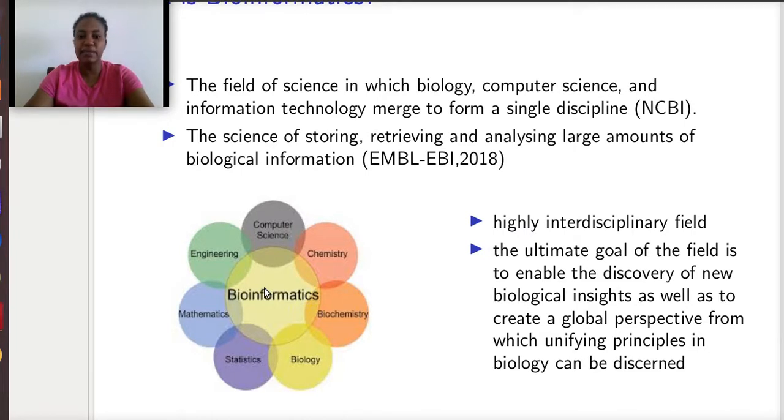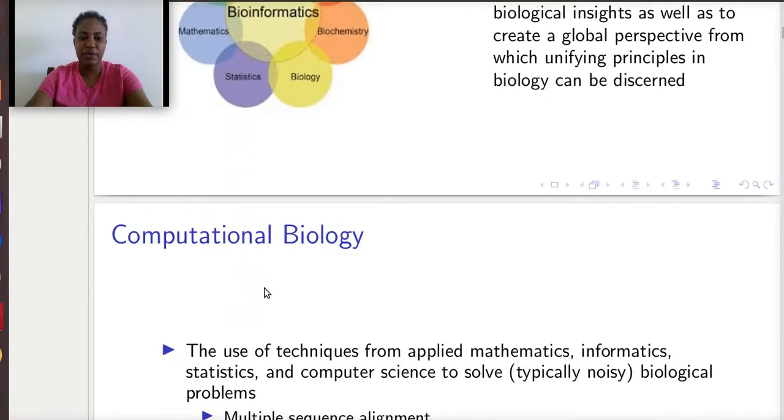It's highly interdisciplinary, and the main goal is to enable the discovery of biological insights, as well as to create a global perspective in which unifying principles in biology can be discerned. Now, how does a data scientist come into play? Biologists don't know data science, and data scientists don't know biology. That's why there is a need for these two fields to work in an interdisciplinary manner.